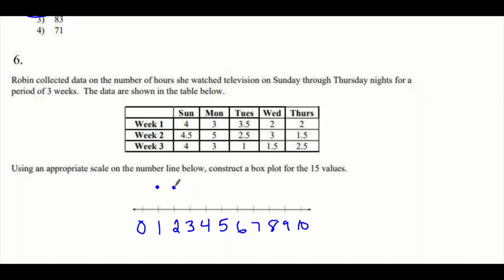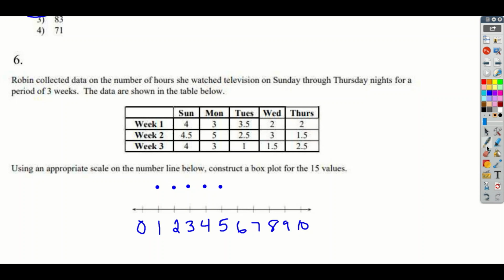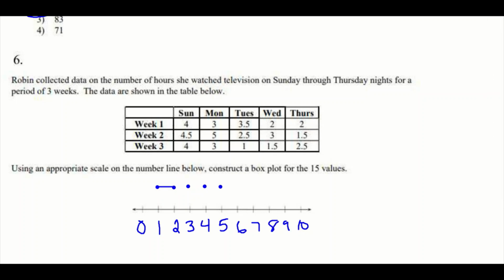Minimum, first quartile, median, third quartile, maximum. Okay, so all I'm going to do is draw my line going between the minimum to the first quartile. We're going to draw our box and then a line through the middle, and there is our box plot.